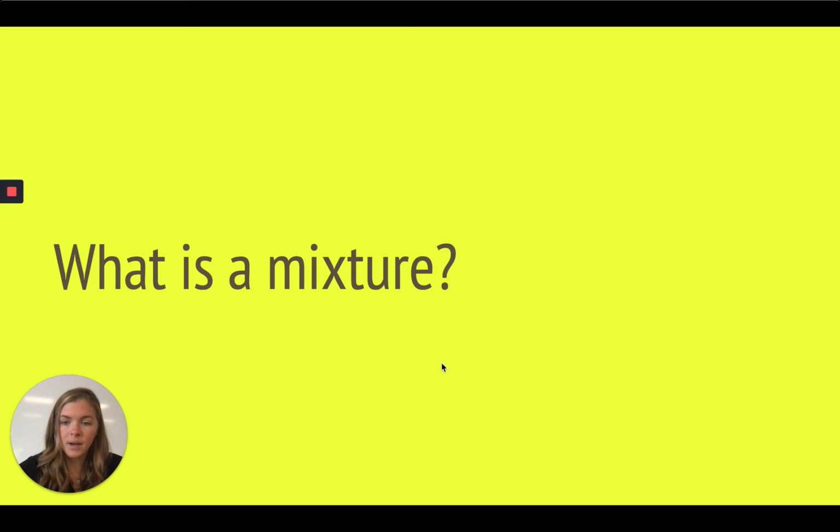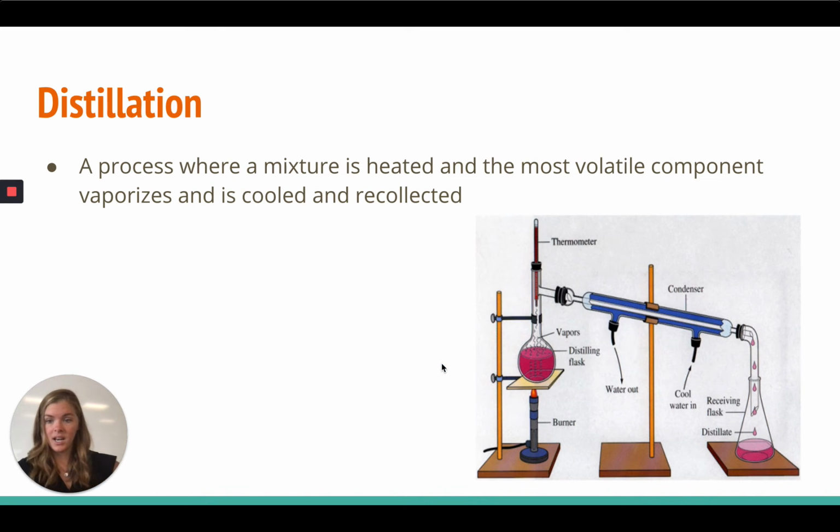So the first thing we're going to talk about for how to separate mixtures is what's called distillation. I doubt we're going to do distillation in our chemistry class. It's a pretty complex process where a mixture is heated, and then the most volatile component is vaporized, and it's cooled and recollected. Does anybody know what volatile means? Volatile means it has the highest chance of vaporizing into the air. So the most volatile component is going to vaporize. The thing that has the lowest boiling point is going to turn from a liquid into a gas, and it's going to go up into this chamber.